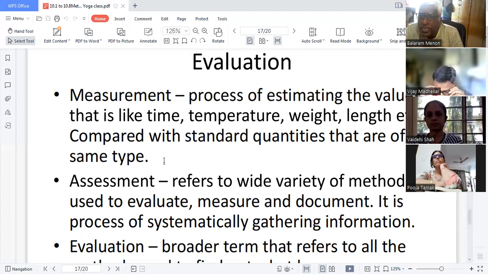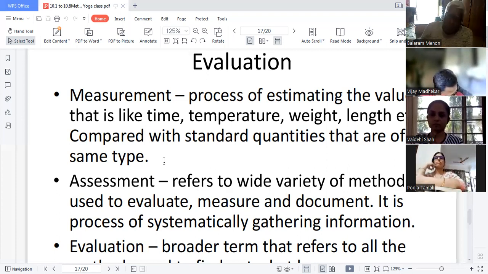Time, temperature, weight, length. Weight, I told you, obesity and normal person, length, etc., compared with the standard quantities of the same type. So in class I said, obesity and normal person with health issues, that time difference will be there in reaching the perfection stage. Assessment refers to a wide variety of methods used to evaluate, measure, and document. It is a process of systematically gathering information.